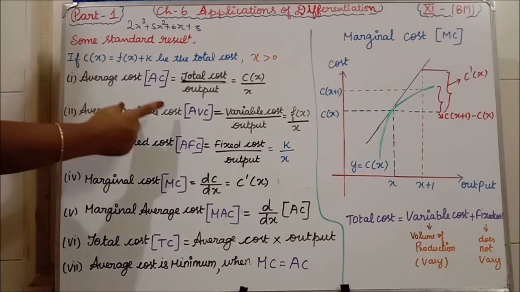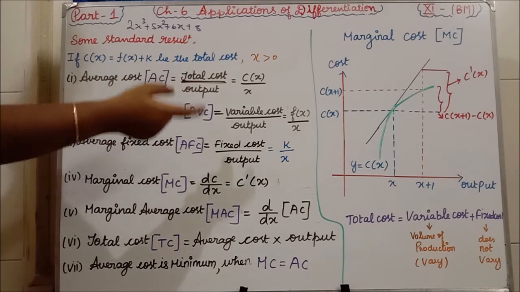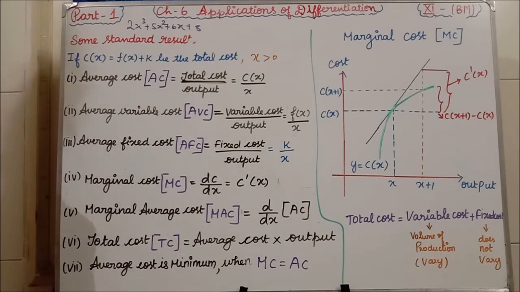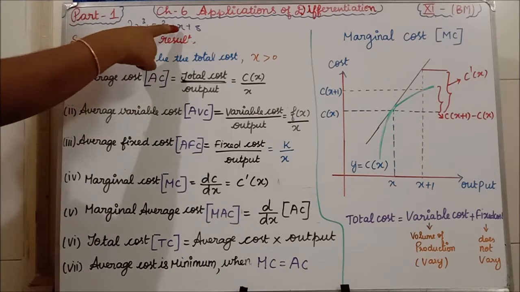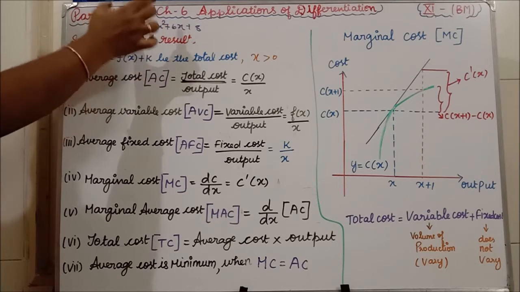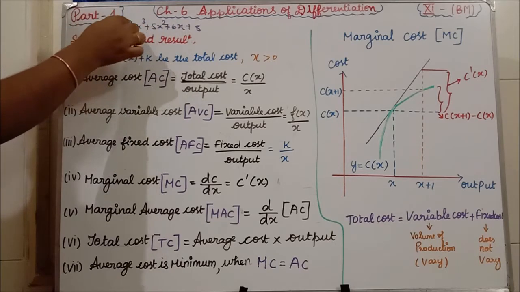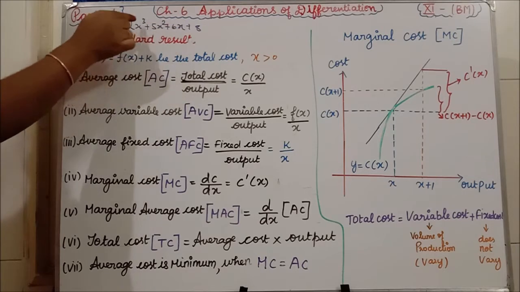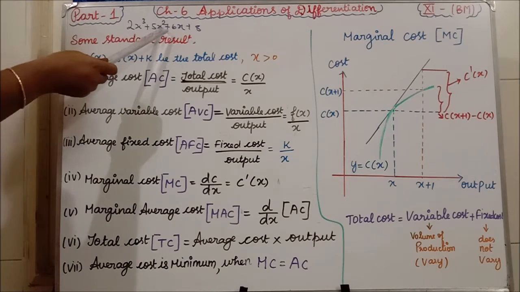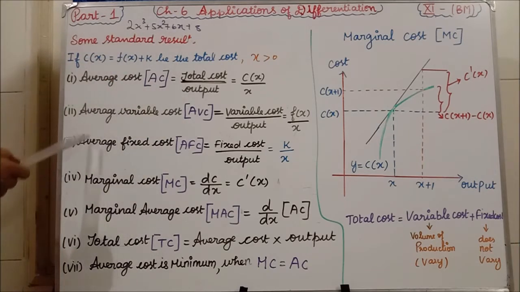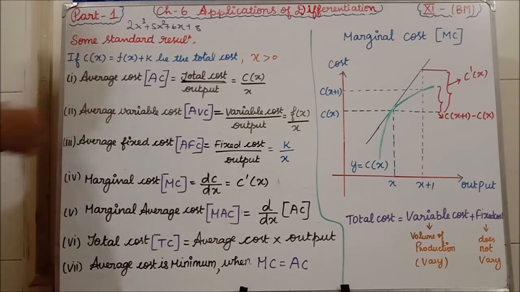Next one, average variable cost. So variable cost divided by x. What I told you: variable cost varies according to the production. So 2x cube plus 5x square plus 6x is the variable cost. If they give this in a question, you divide only these three terms by x, because here we have the variable. Third one, average fixed cost. For average fixed cost, as I told you, fixed cost divided by x is what you are going to do.